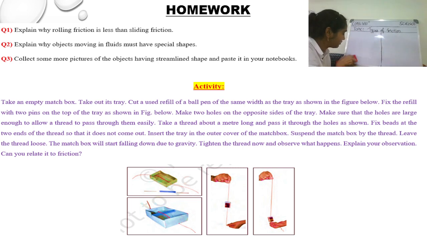Yes, very good students. So this activity also you have to perform.